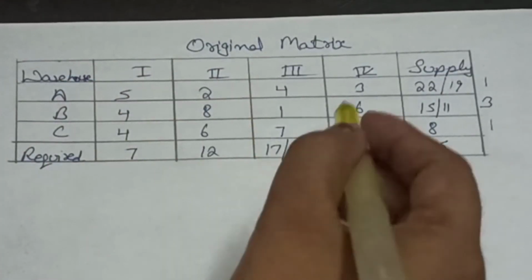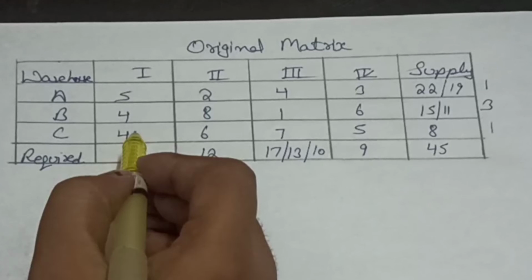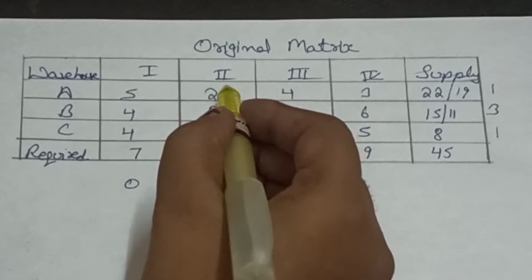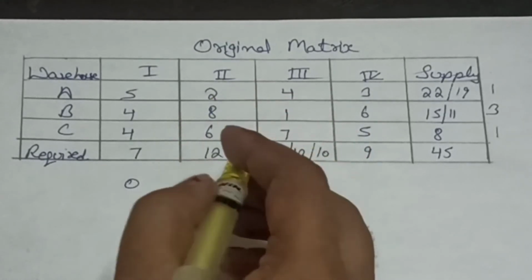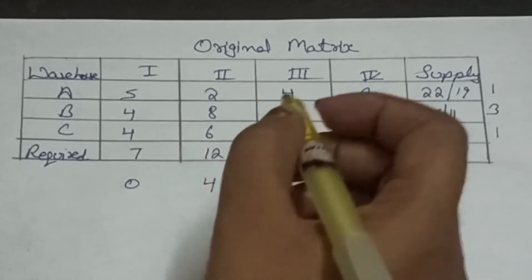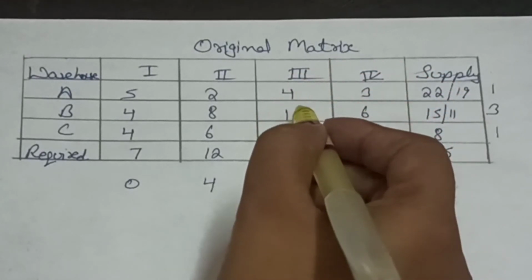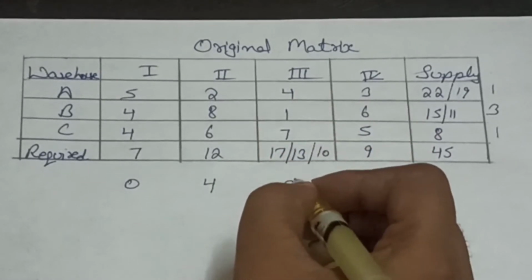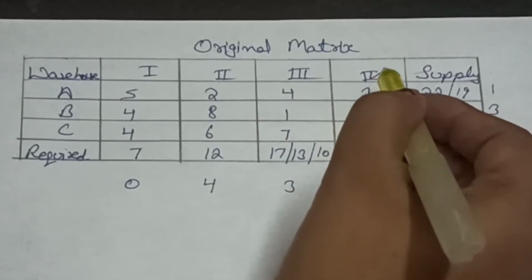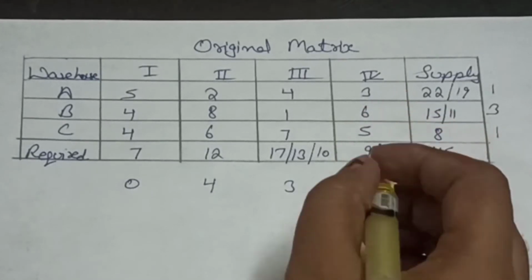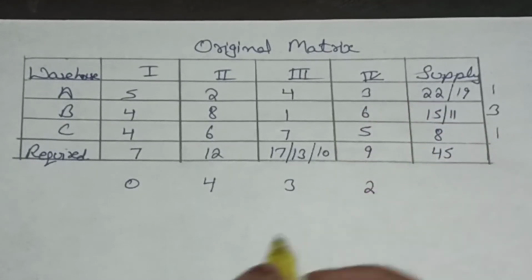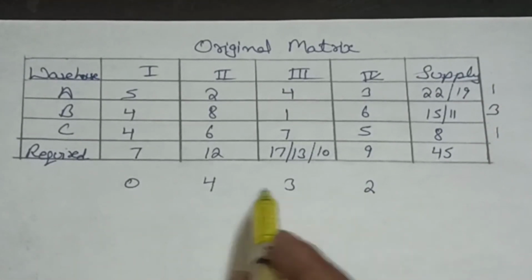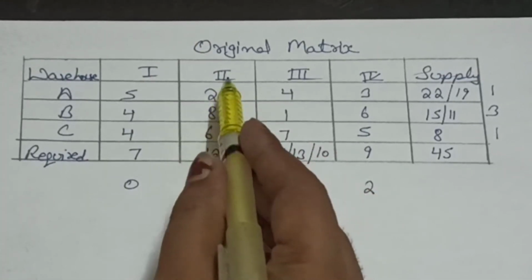We will repeat the same process for columns also. Here we have 4 and the next minimum value is 4. So here we can write 0. Here we have 2 and the next minimum value is 6. So the difference is 4. Here we have 1 as minimum value and the next minimum value is 4. So the difference is 3. Here we have 3 as minimum value and the next minimum value is 5 and the difference is 2. So students, you can see from this side and this side we have maximum penalty is 4. So we will select this column.